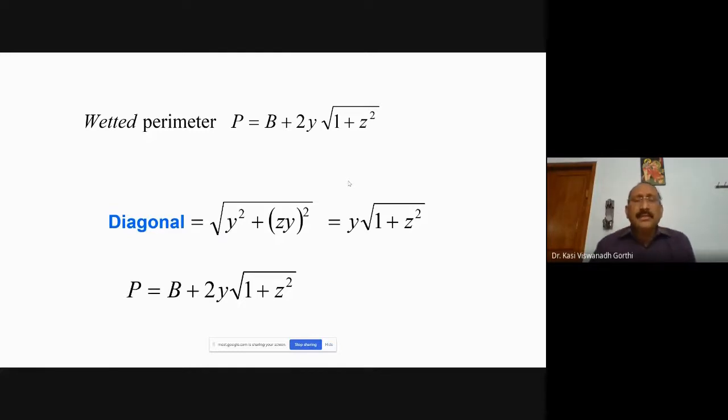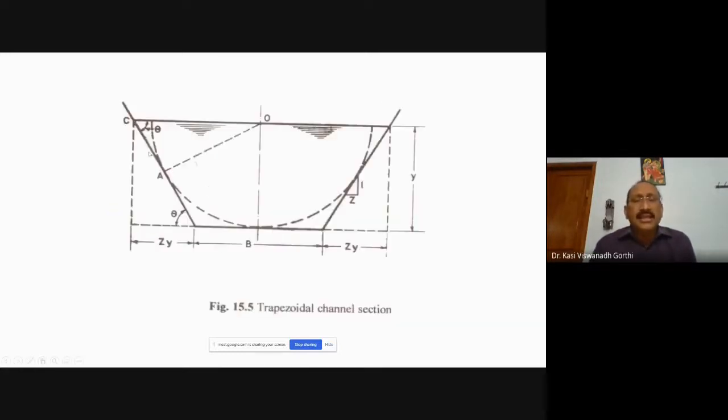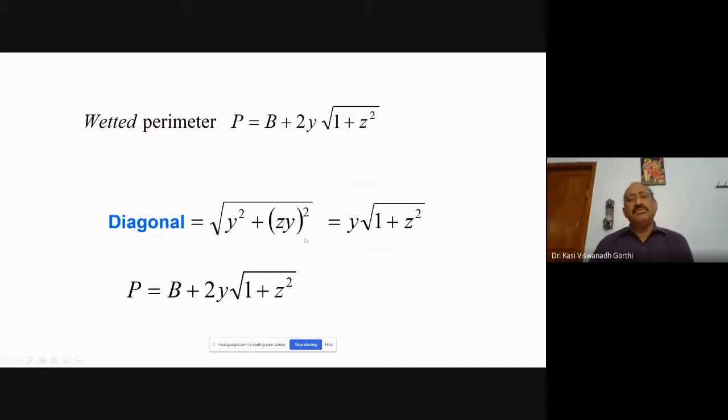How do you get this? Because you have the diagonal in this triangle, you have ZY base and Y is the height. So the diagonal will be square root of Z square Y square plus Y square.